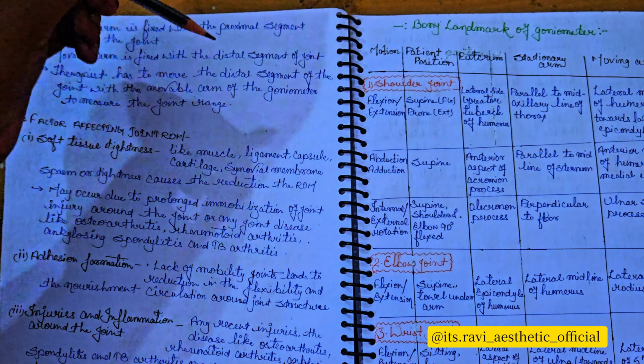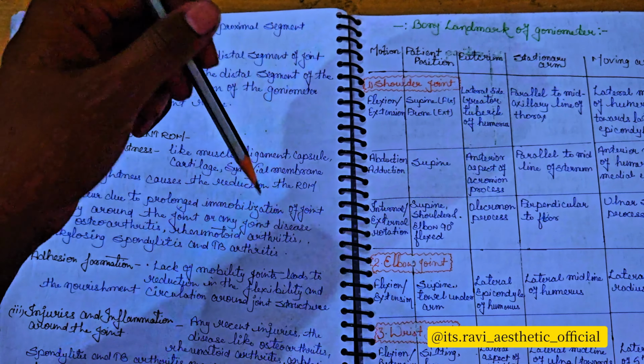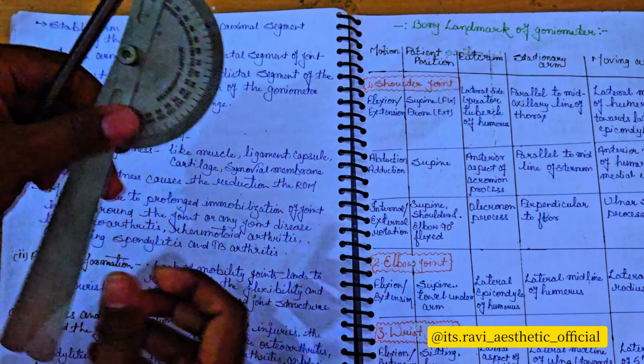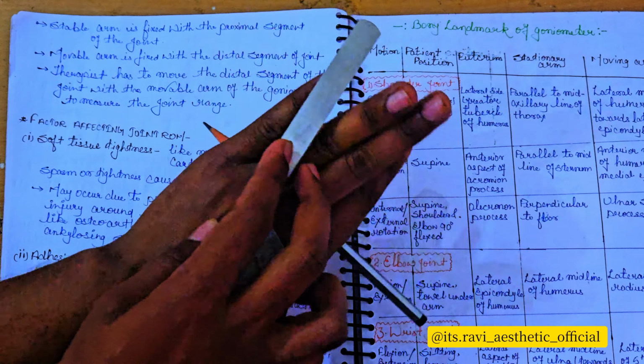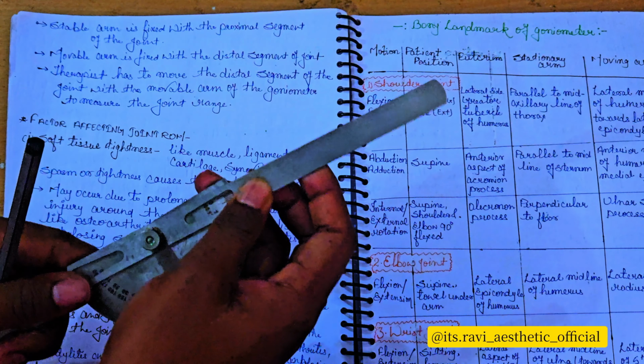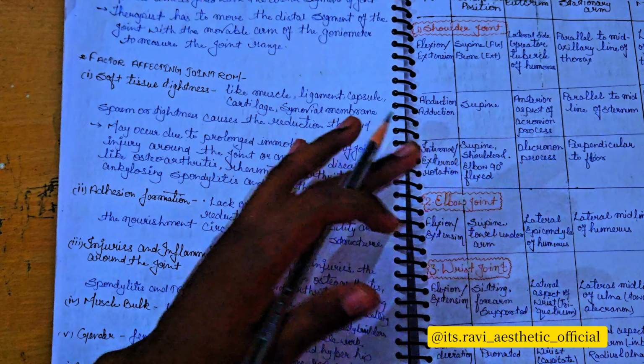The therapist has to move the distal segment of the joint with the movable arm of the goniometer to measure the joint range. The therapist must move this movable arm with the third metacarpal if you are measuring ulnar and radial deviation. So the movable arm moves with the third metacarpal. Make sure of that.